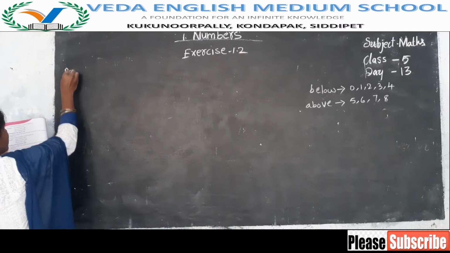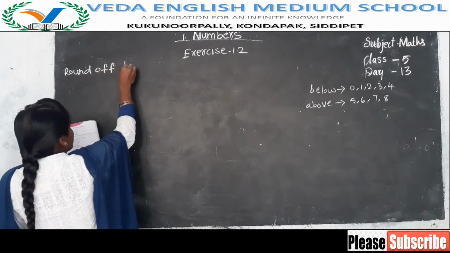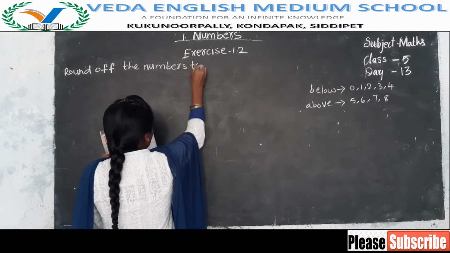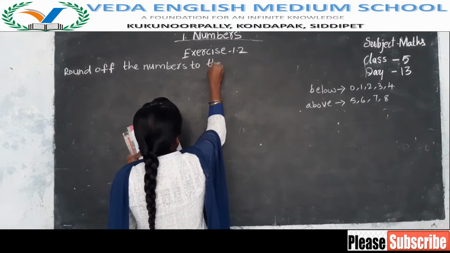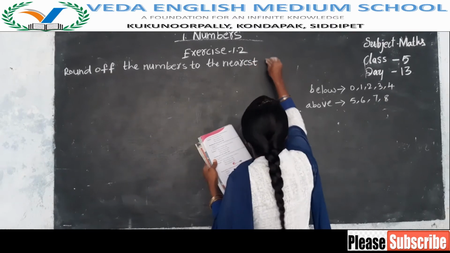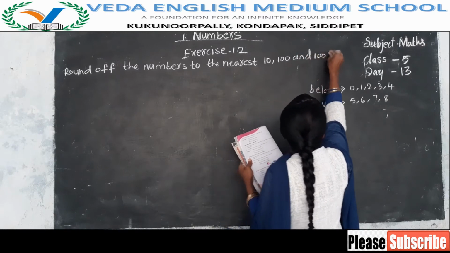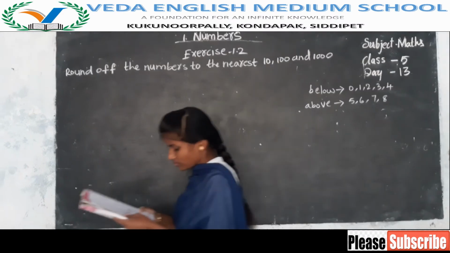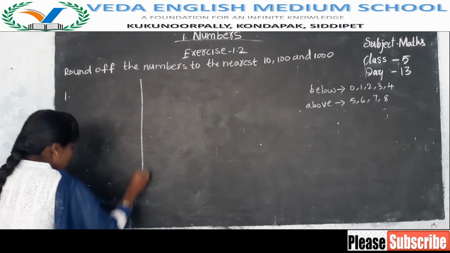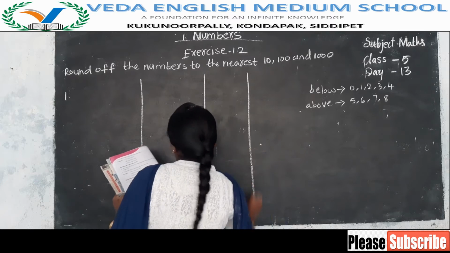Round up the numbers to the nearest 10, 100 and 1000. For 10, 100 and 1000. First question, we will draw the box like this: nearest tens, nearest hundreds, nearest thousands.